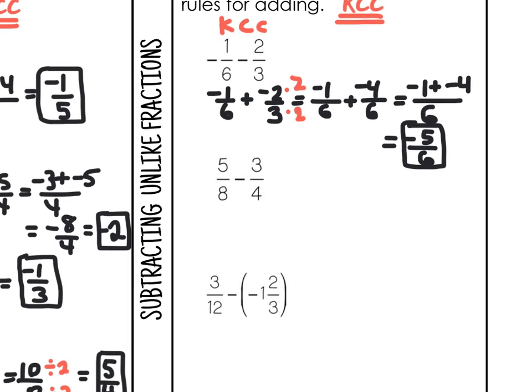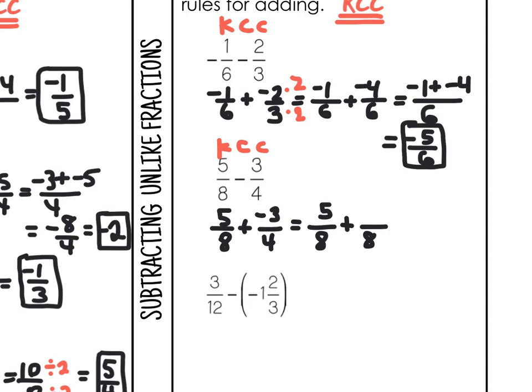On the next one, always start with KCC. Anytime you see subtraction, keep, change, change. Okay, so now here, we're going to keep the first fraction, 5/8, then make it plus, and the second fraction, negative 3/4. Okay, so now we have to find a common denominator. 4 goes into 8 evenly, so we're going to make 8 our denominator. The first fraction's going to stay at 5/8 because 8 was already in the denominator. So now the 4, we're going to make that an 8 by multiplying it by 2. So now our numerator is going to be negative 3 times 2, and that's negative 6.